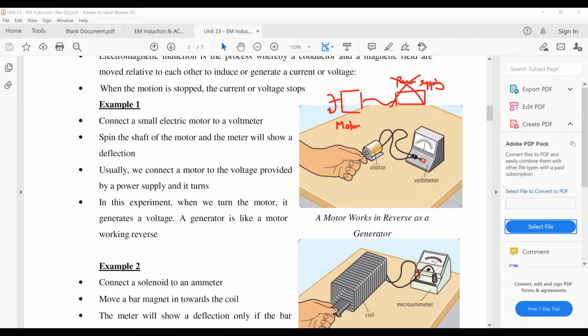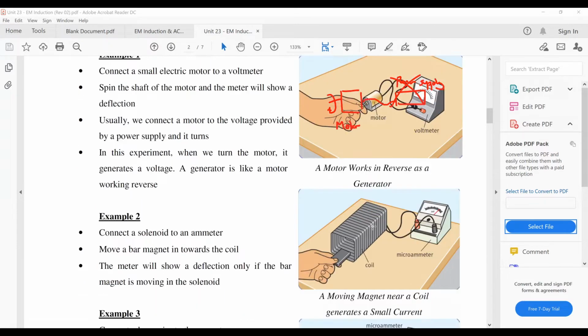The faster you turn your motor, the higher the magnitude of the voltage. And then you'll notice that if you switch the direction of your turning, the voltmeter seems to be deflected in the opposite direction. This is one observation here if you're talking about a motor.